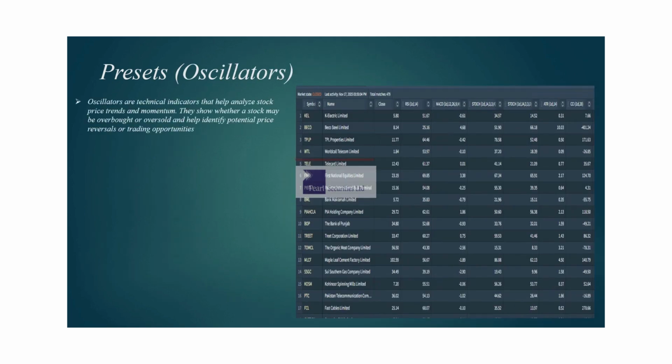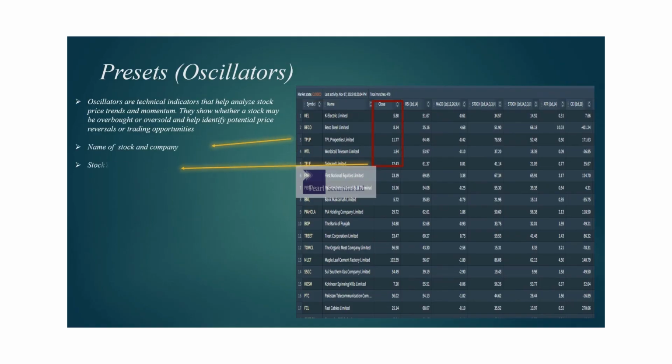Oscillators are technical indicators that help analyze stock price trends and momentum. They show whether a stock may be overbought or oversold and help identify potential price reversals or trading opportunities. Name of stock and company.